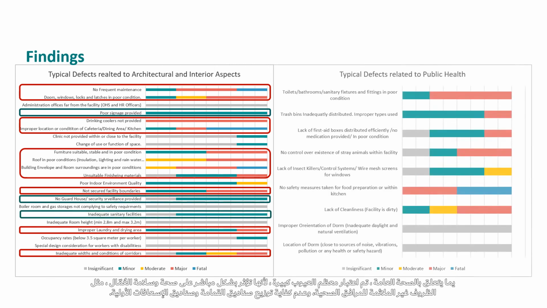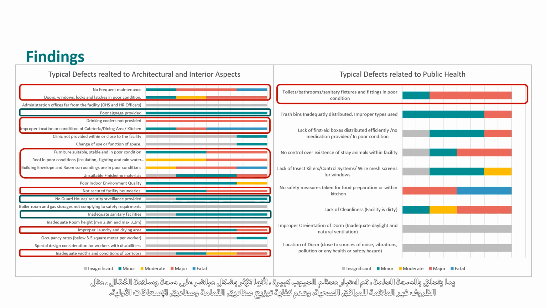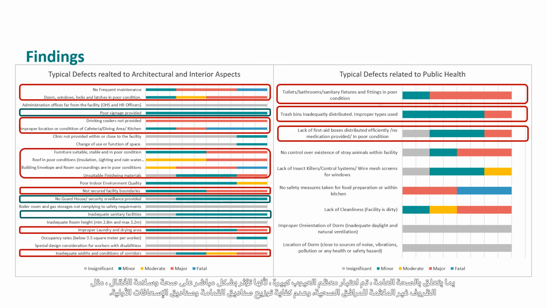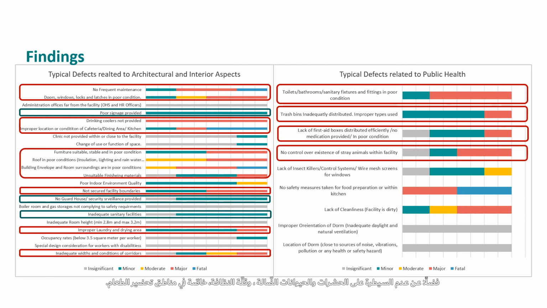Related to public health, most of the defects were considered major, since they directly affect the health and safety of workers, like the improper conditions of sanitary facilities, the inadequate distribution of trash bins and first aid boxes, as well as the lack of control over insects and stray animals, and the lack of cleanliness, especially within food preparation areas.